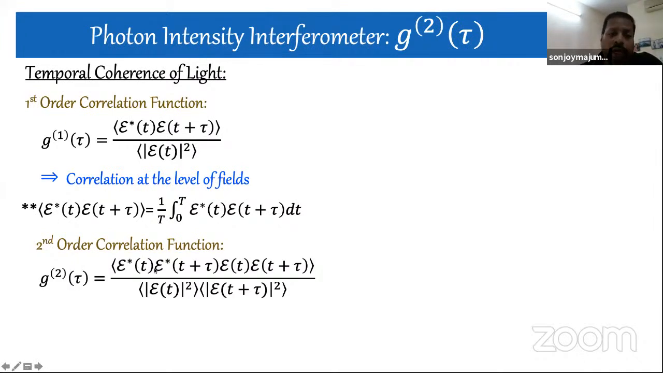What is the definition of the second order correlation? You may realize from the first order correlation, which is on the amplitude, that the second order correlation must be on the intensity. So the expression will be a time average of E star times E at t and t plus tau, which will be normalized. This expression we can write in terms of intensity. So it is nothing but an intensity correlation function.